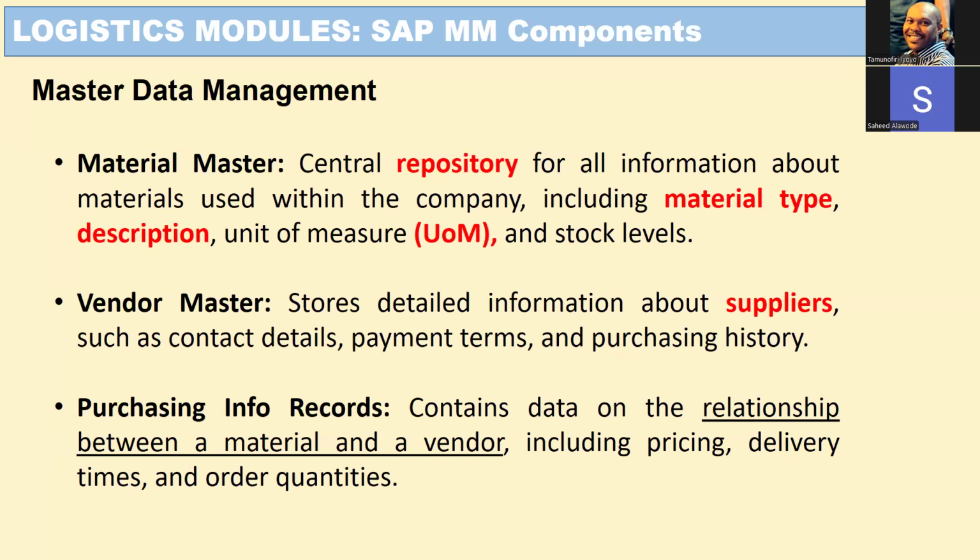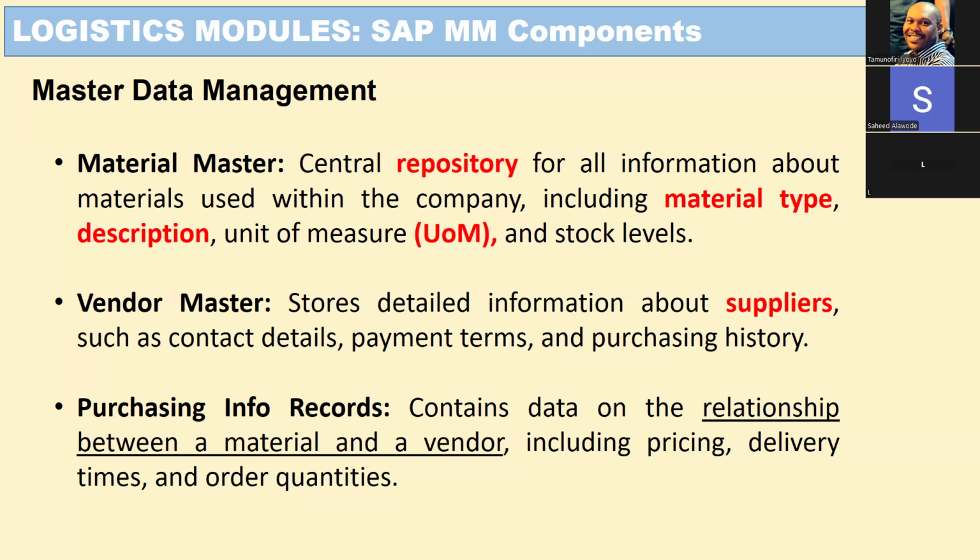So in the MM module, we have the master data management. The master data in the MM module is a central repository for all information about materials used within the company, including the material type description, the unit of measure, the stock levels, and all. So these are the kind of master data, material master we have on the SAP MM module. So we have the vendor master as well. It stores detailed information about suppliers, such as contact details, payment terms, and the purchasing history as well.